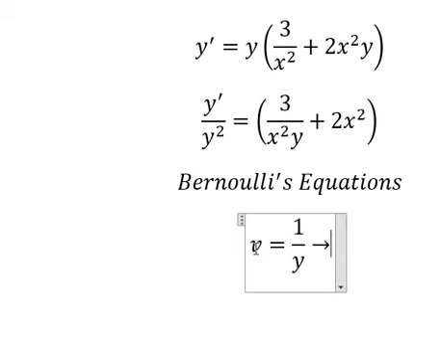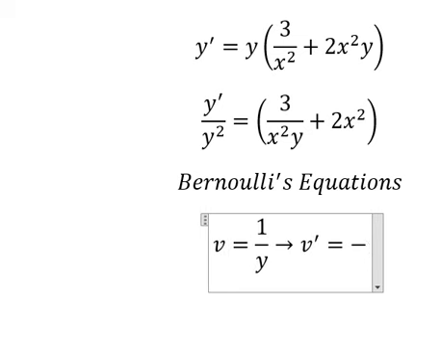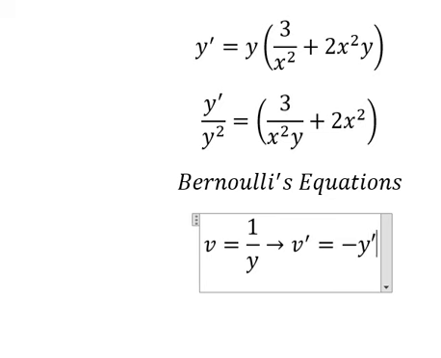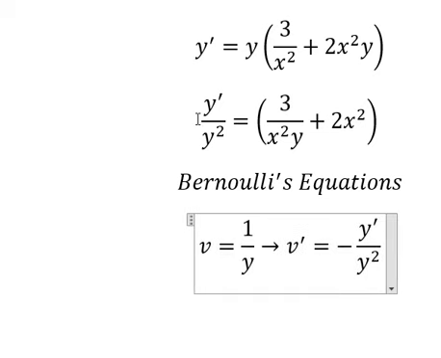Later, we take the first derivative for both sides. And we have negative first derivative of y over y squared. Because we don't have a negative sign in here, I will put the negative to the left.